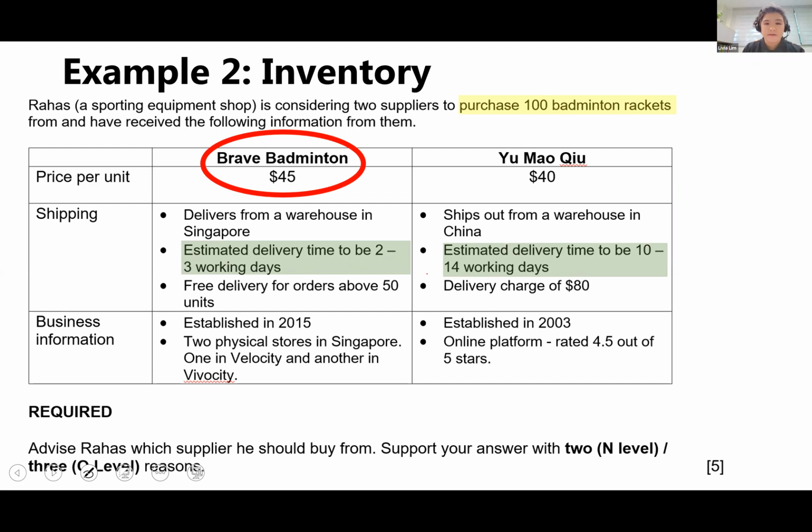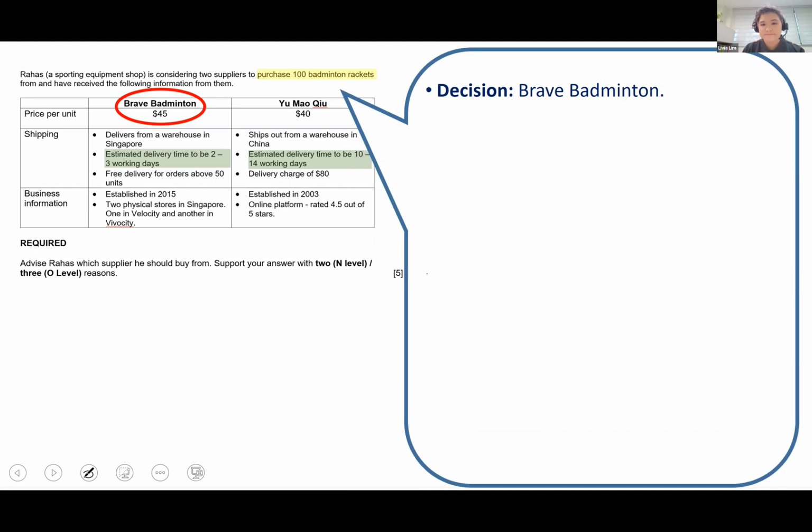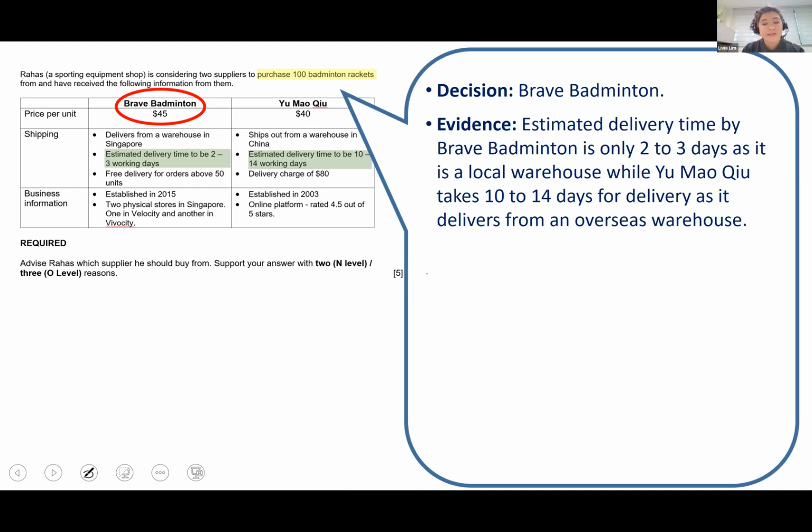So how would I write my reasons for that? So firstly, of course, I say, oh, my choice is Brave Badminton. I should buy from Brave Badminton. Then my evidence, the estimated delivery time by Brave Badminton is only 2 to 3 working days. Because why? It's in a local warehouse. Whereas Yu Mao Qiu takes 10 to 14 days. Why? Because overseas warehouse. All right, so again, see that I did not copy directly. I paraphrased it a little bit. All right. So this is evidence.